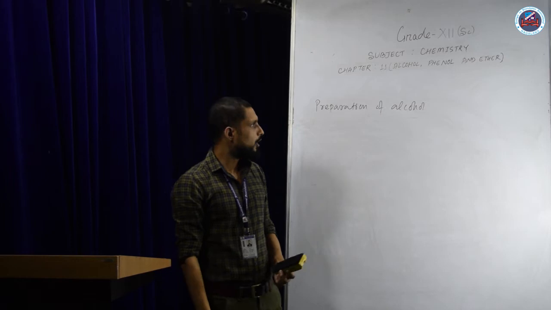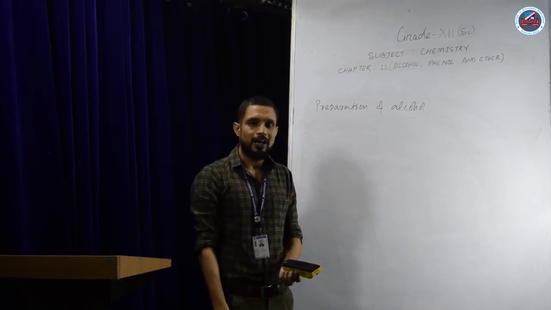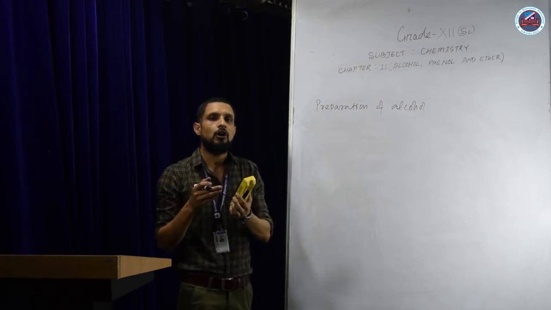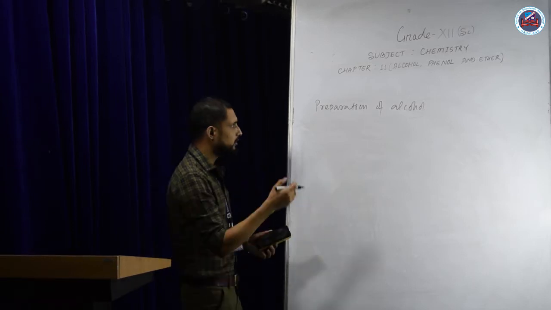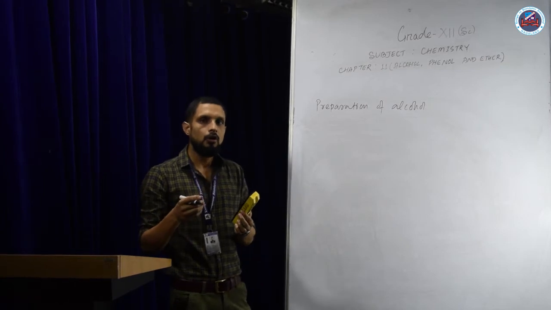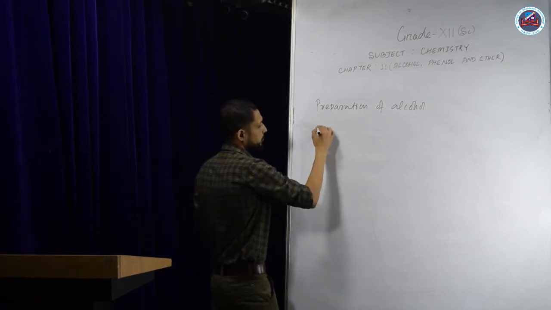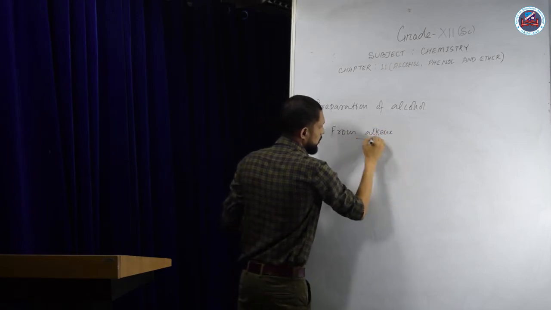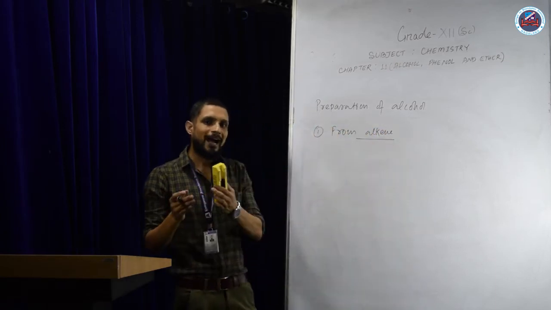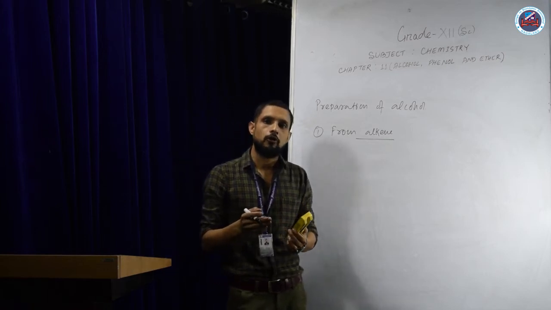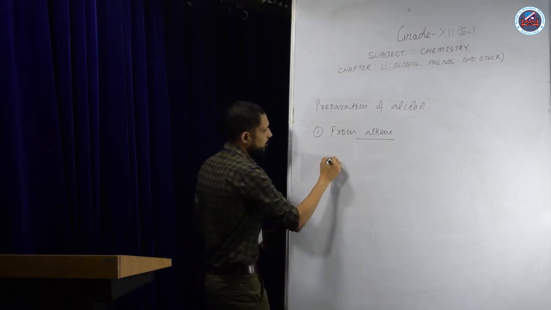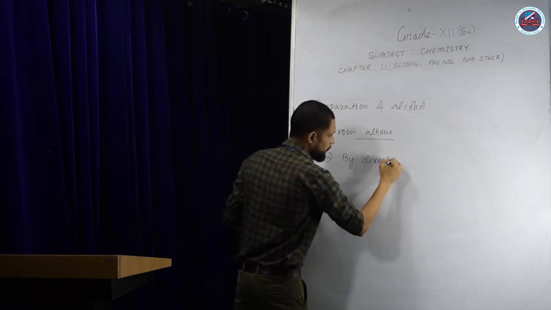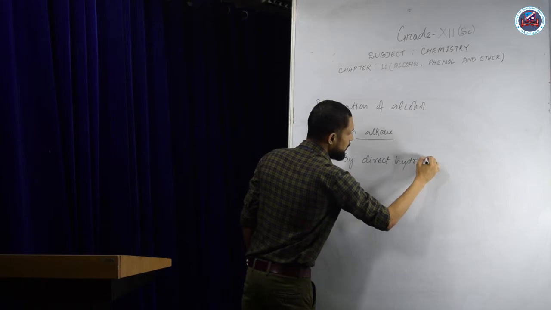Okay, hello students. We'll start the preparation of alcohol in this video. Last class we stopped at preparation of alcohol from alkene. So we'll see how we prepare alcohol from alkene. There are two methods of preparation of alcohol from alkene. You can prepare by direct hydration in presence of an acid.